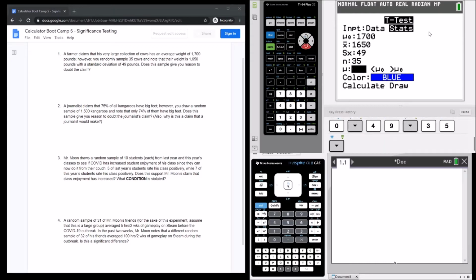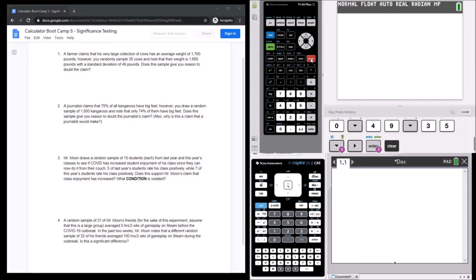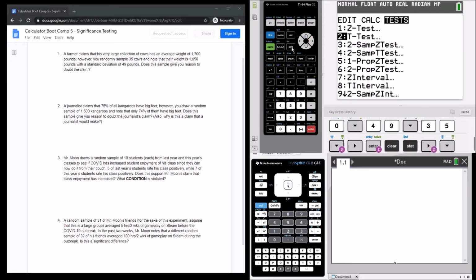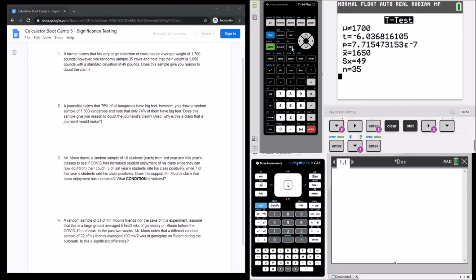We don't have a direction necessarily, so we're going to go with not equal to the claim, and we're going to first draw this. Okay, looks like we have a very unusual sample here. Let's see, I think I can just clear that. We actually have to go back into the test window to get that back. But we should just at this point be able to go back down. And what we're going to do is calculate this again and look at that.